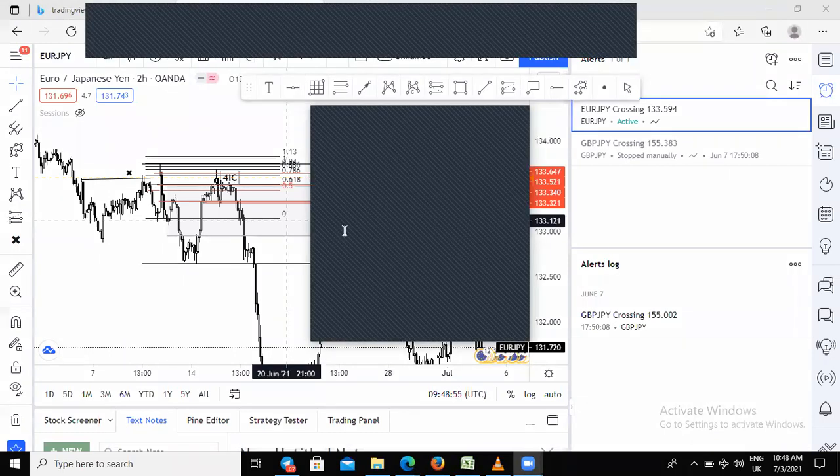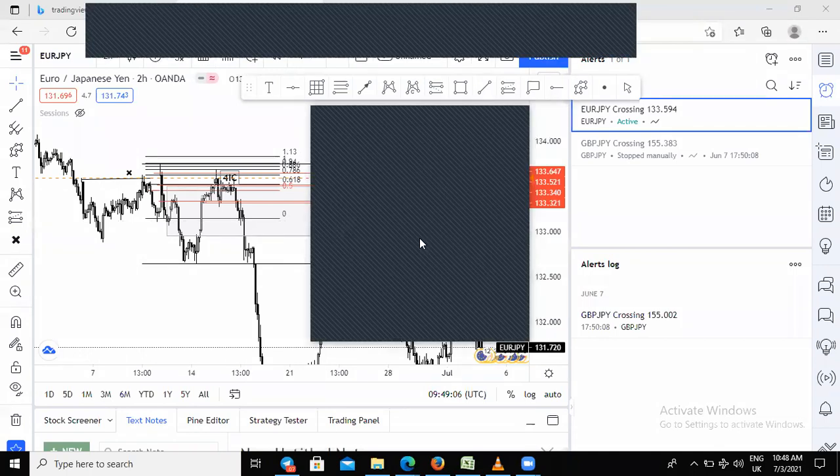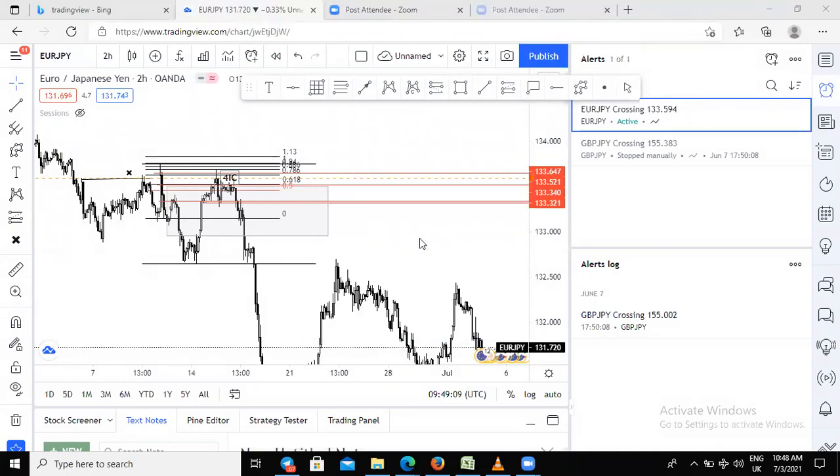Somebody said the screen is too tiny on their phone. Yes, you can see that. So that's the reason why a laptop is always very, very effective.